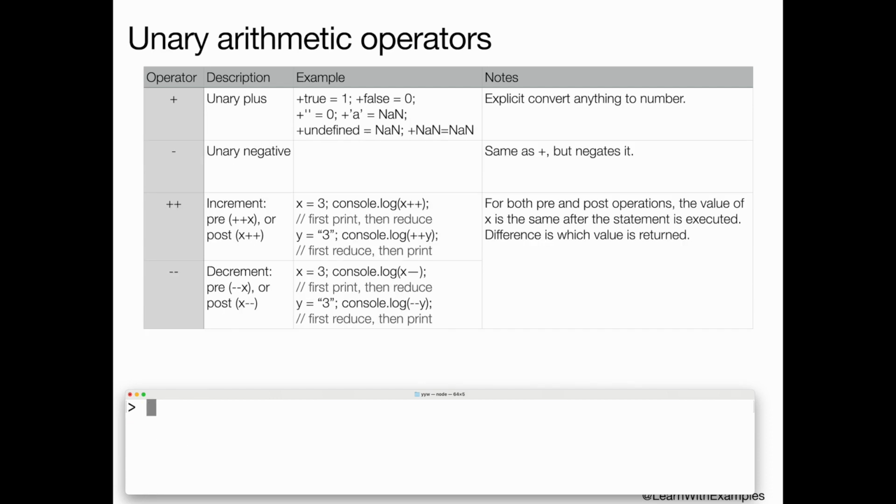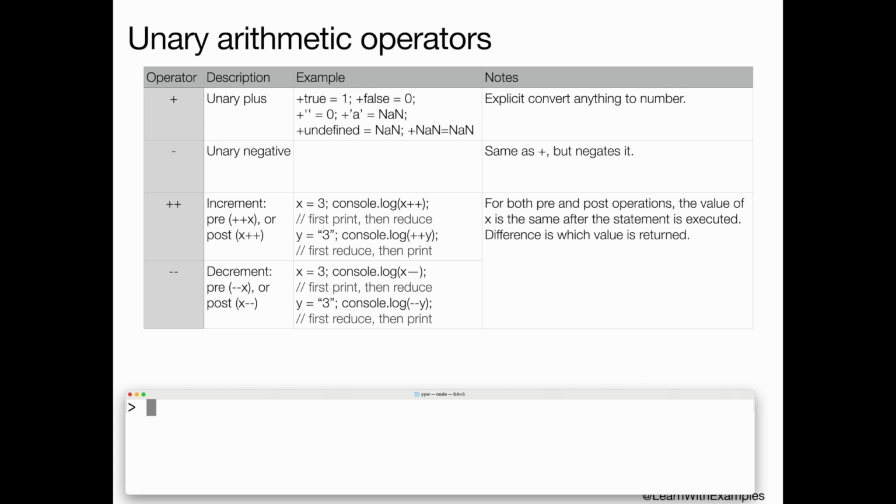Most operators require two operands. However, there are exceptions. Unary plus. The unary plus operator will convert the operand into a number, if it is not already. For example, plus 1 equals 1, plus minus 1 equals minus 1, plus true equals 1, plus empty string equals 0, plus string 100 equals number 100, plus hello equals NaN, plus undefined equals NaN, plus NaN equals NaN.